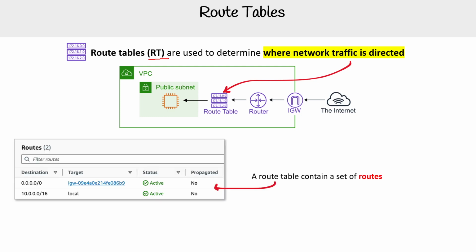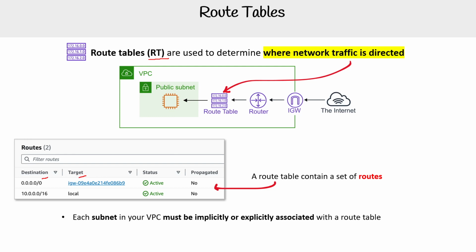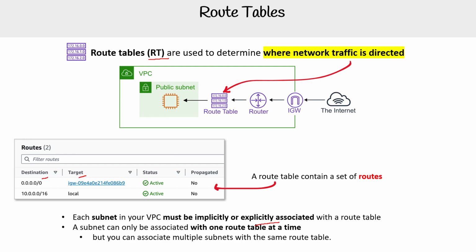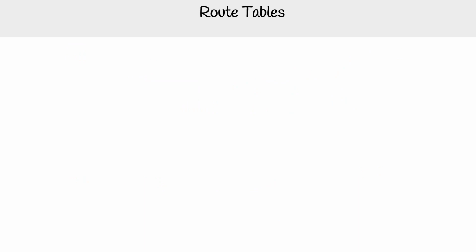A route table contains routes. You can notice that we have a destination and a target. So those are two things we'll talk about here shortly. The most important thing is that route tables are related to subnets. So each subnet in your VPC must be implicitly or explicitly associated with a route table. A subnet can only be associated with one route table at a time, but you can associate multiple subnets with the same route table. So the route table is really associated with subnets here, and that's how you're going to tell what to get access outbound or go somewhere else.